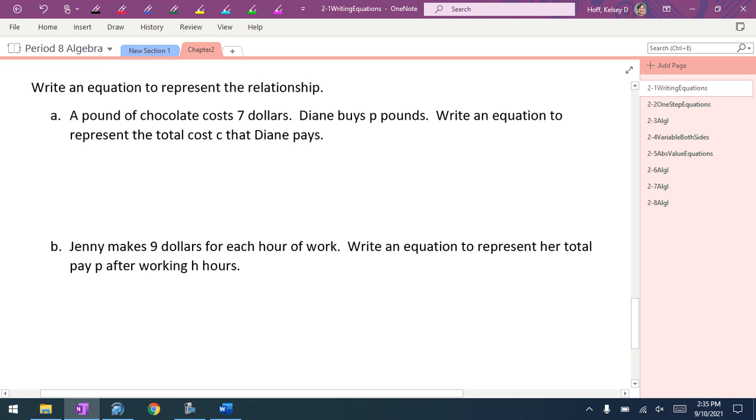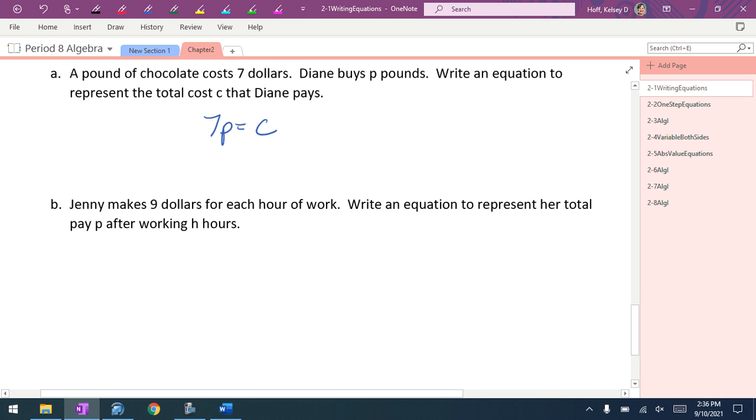Do A and B real quick. All right, who's willing to throw at me A? Meg. 7D equals C. Thoughts? Right. Okay, who's got B? Isaac. 9H equals what? Thoughts? Yes. You're good?